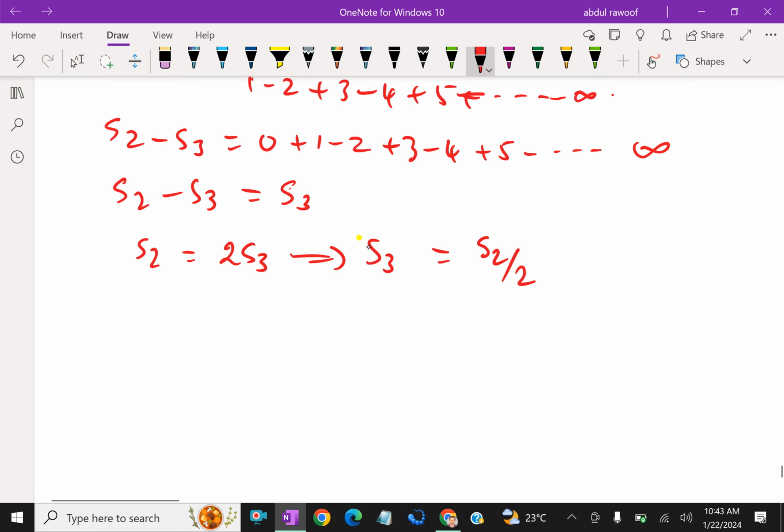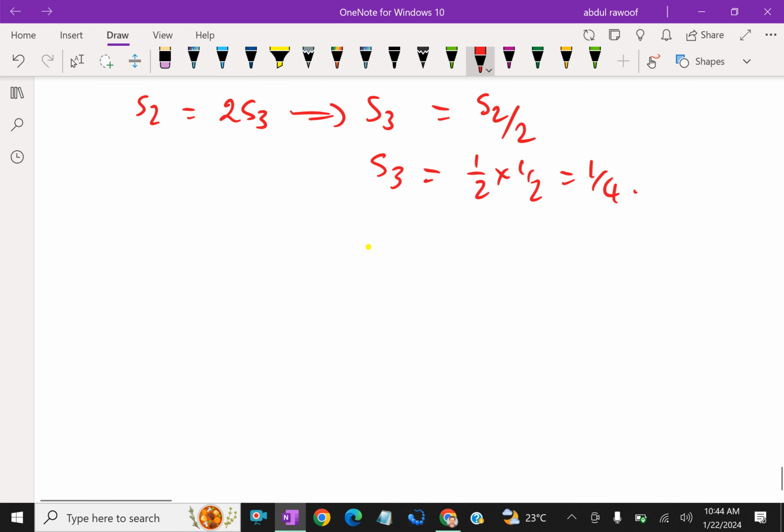Therefore S3 equals S2 by 2, which is half of half, that is 1 by 4.